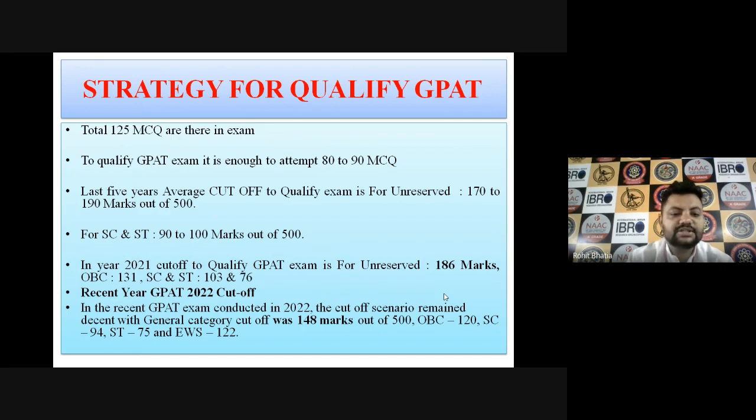In the recent year, 2022, the cutoff was 148 marks out of 500 for the general category. For OBC, it was 120. For SC, it was 94. And for ST, it was 75. And a new category was incorporated, the economically weaker section, that is EWS, and the cutoff for it was 122.